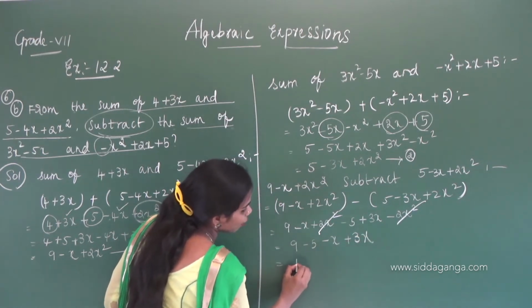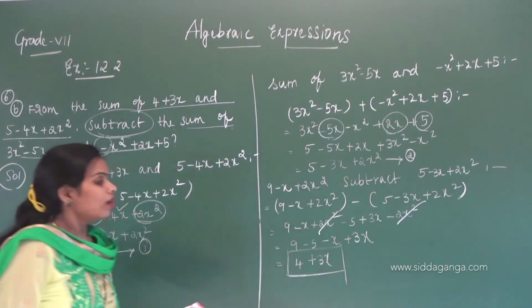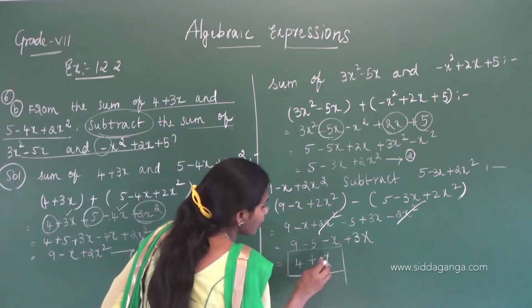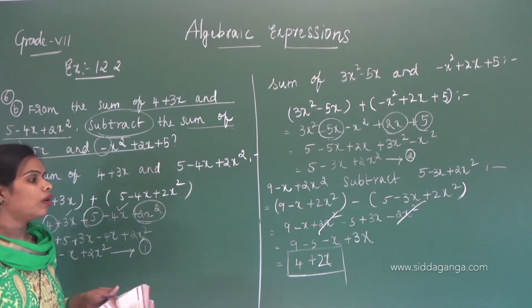9 minus 5, 4 plus 3x. What is the answer that we have to give? 4 plus 1 minus 2x. 4 plus 2x.